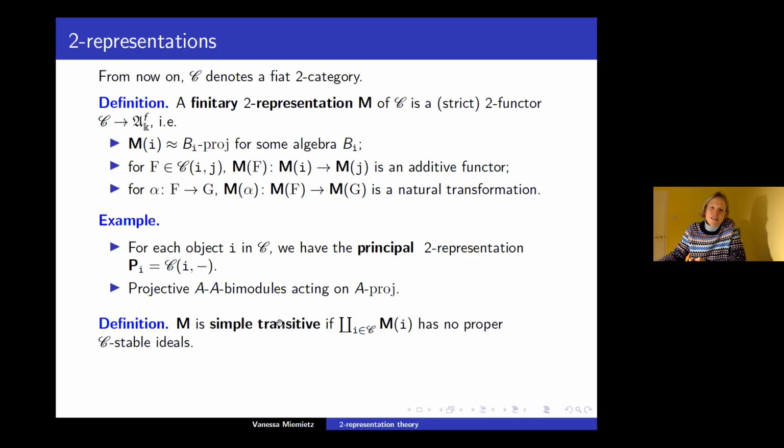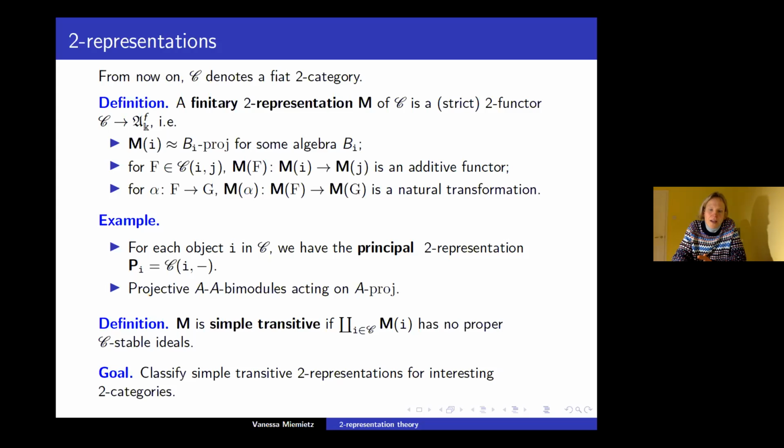A two-representation is simple transitive if I can look at all the underlying categories that I act on, and they don't have any ideals which are stable under the action of my two-category. So that's a simple transitive two-representation. And the reason why this is the correct categorification of simple is because it leads to some sort of sensible Jordan-Hölder theory.